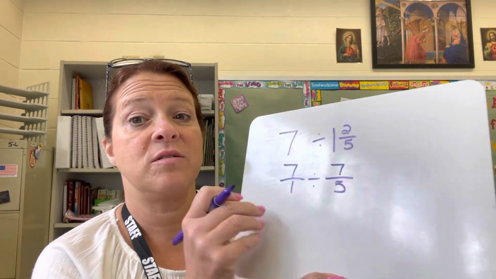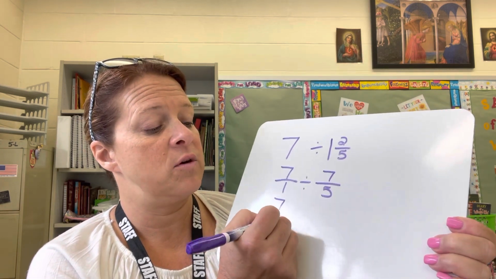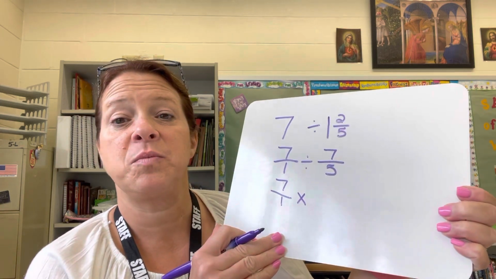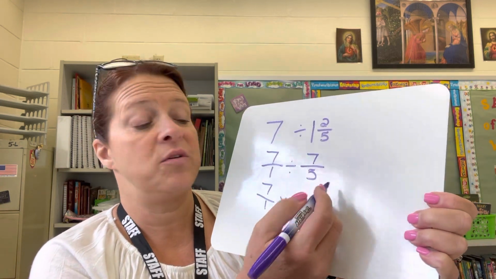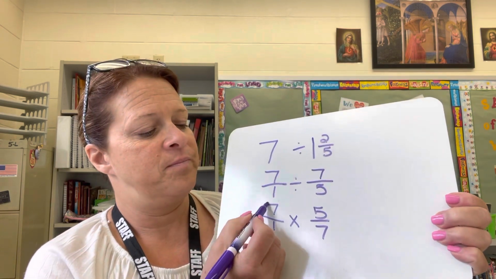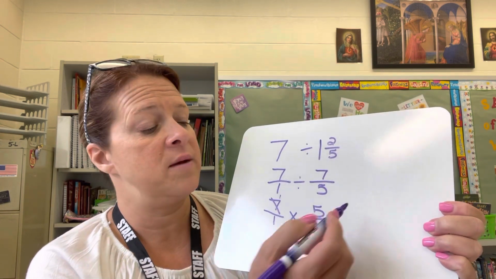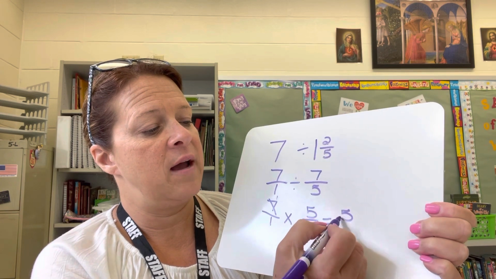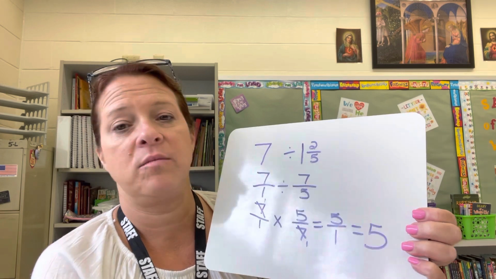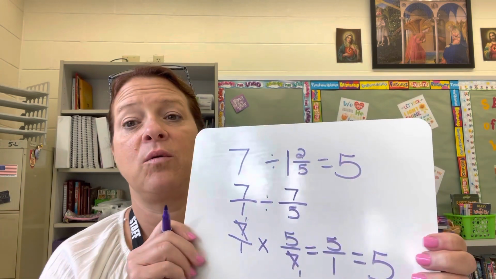We're going to change our symbol. We're going to change our fraction. So we keep 7 over 1. Instead of dividing, we're doing the opposite, multiplying. And instead of dividing 7/5, we're multiplying the opposite, 5/7. Our 7s, we both can divide by 7 and we get 1. Now we have 5 over 1. And if it's a whole number over 1 like that, we just make it our whole number. 7 divided by 1 2/5 equals 5.